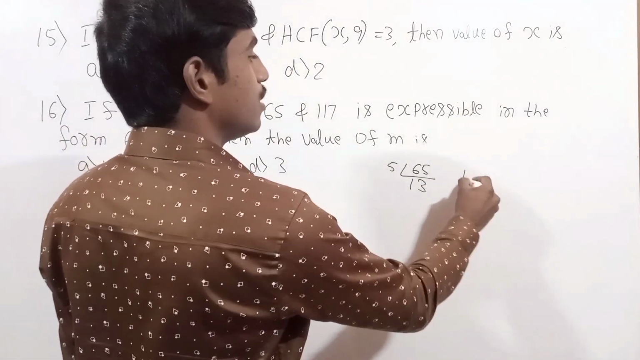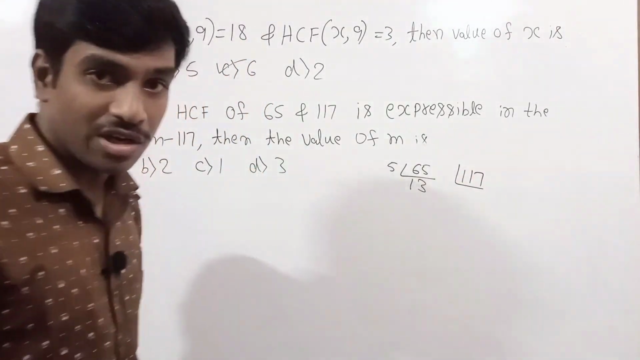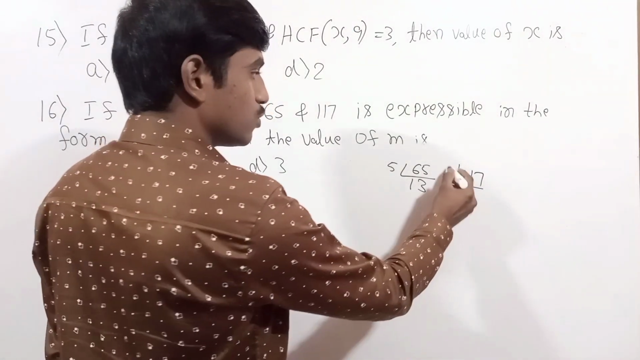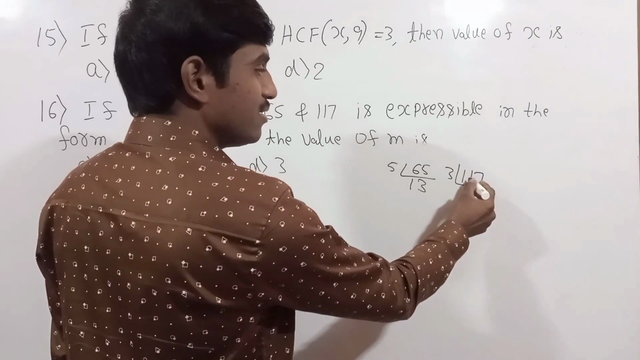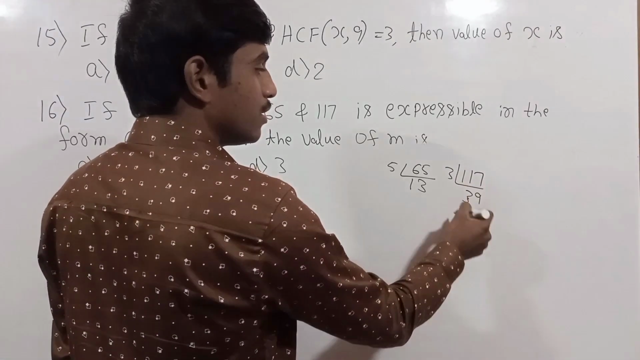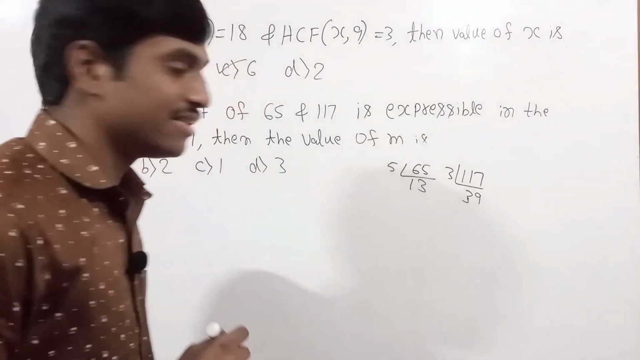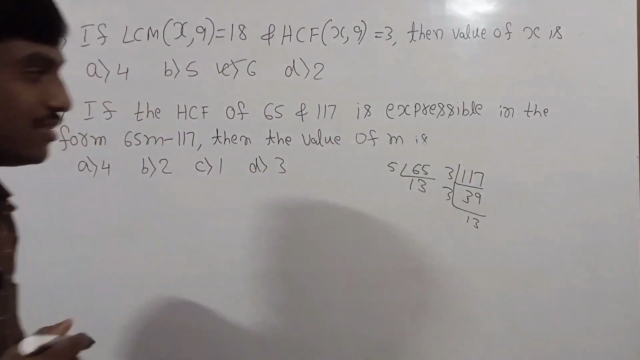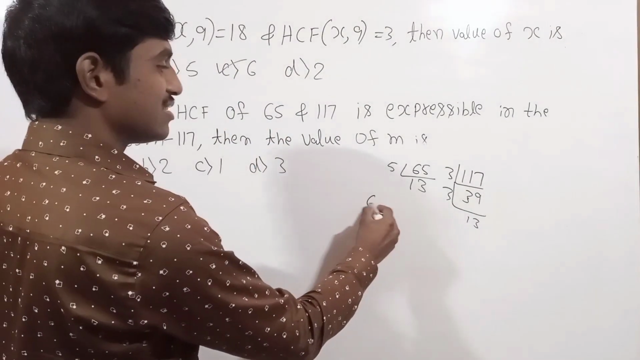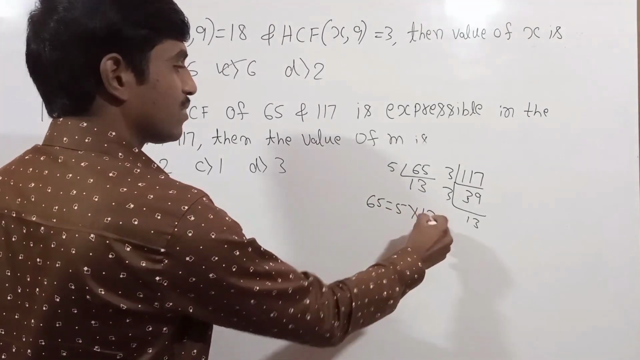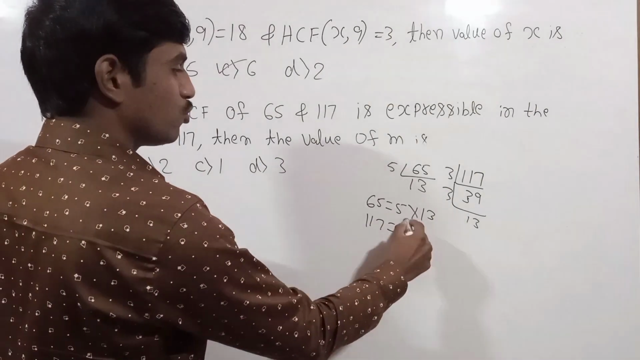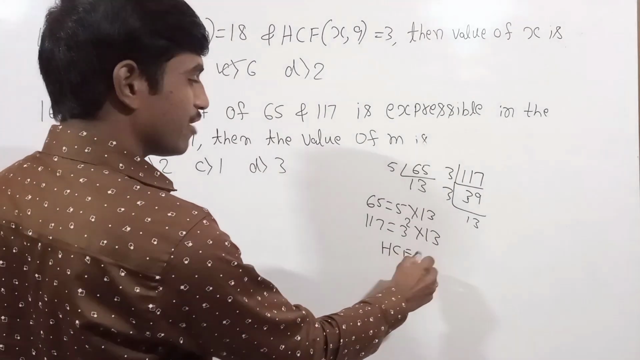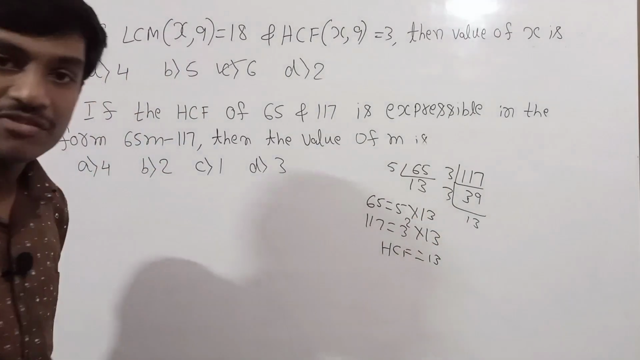Like that for 117. 117 is not divisible by 2 because it's not an even number. But it is divisible by 3 because 7 plus 1 plus 1 is 9, and 9 is divisible by 3. So 3 3s are 9, 3 9s are 27. So 39 we got. And then 39 is also divisible by 3. 3 1s are 3, 3 3s are 9. So we got the factors of 65 as 5 into 13 and 117 as 3 square into 13. So HCF will be 13, because that is the common factor.